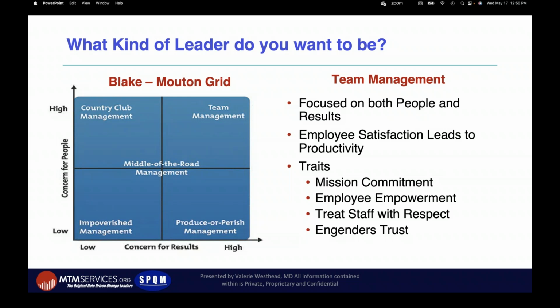So I've mentioned it before, but the real issue is that we have to be mission committed to creating the best, highest quality, most efficient services that we can, that we are truly focused on employee empowerment in doing the job that they signed on to do, and that we are helping them to develop the skills to make that happen. It's very important that we are focused on treating staff with respect.